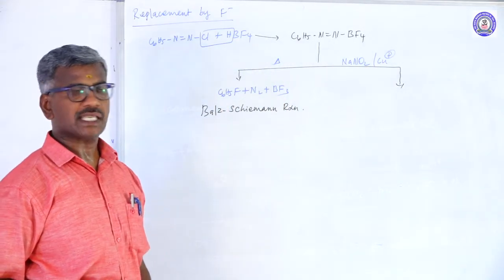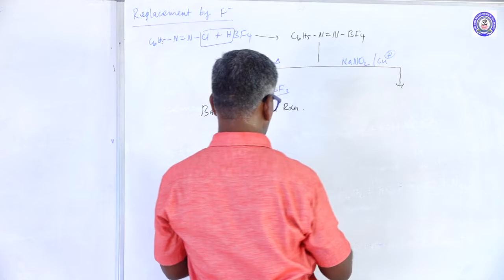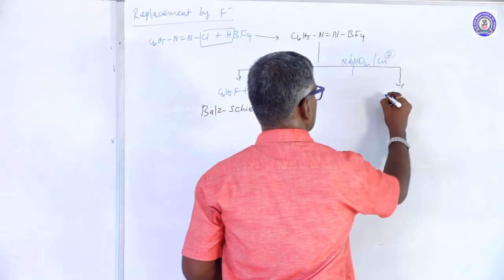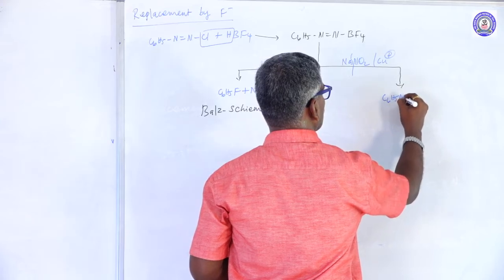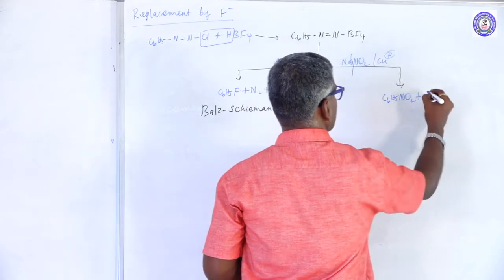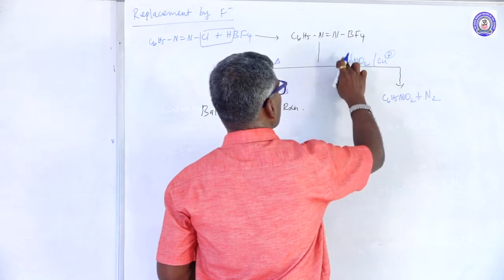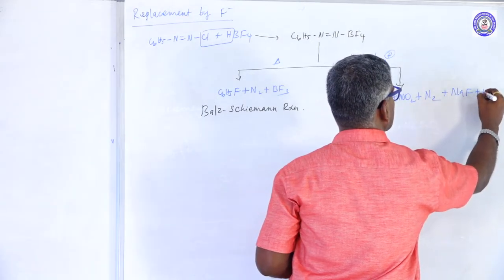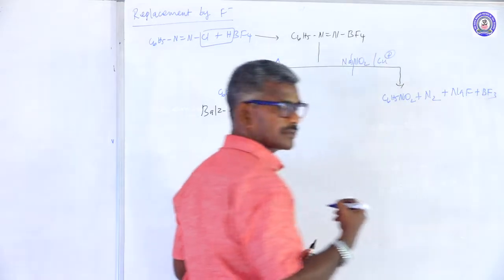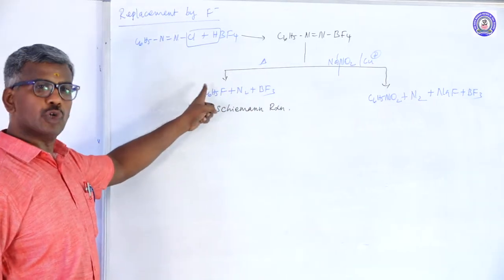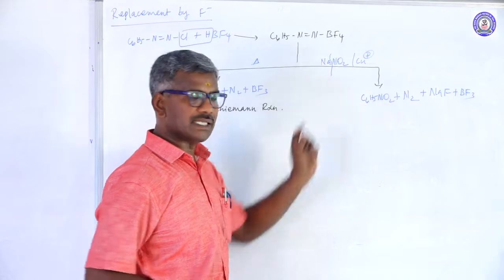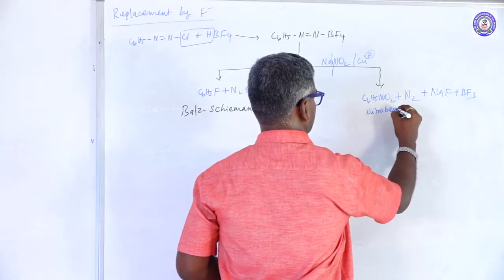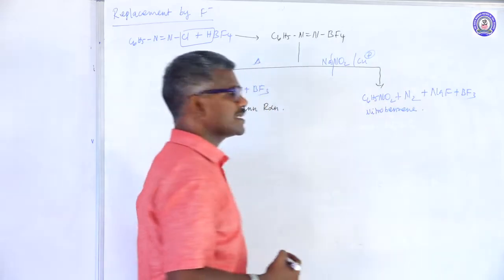So Cu plus is a catalyst. To remove this, the bond breaks. NO2 is attached here, C6H5NO2, and nitrogen gets liberated. Sodium reacts with the fluorine to form NaF plus BF3. This is named fluorobenzene. This is named nitrobenzene. This is another method.